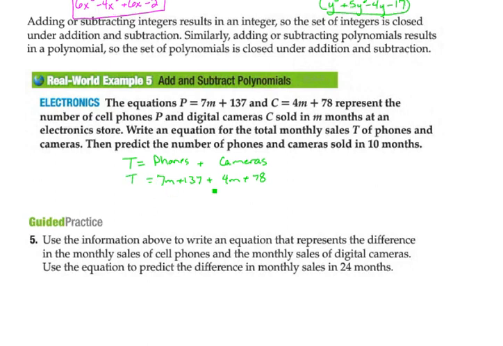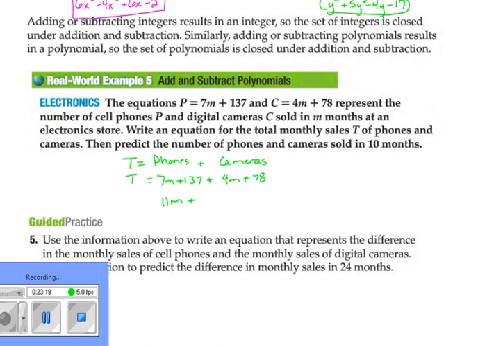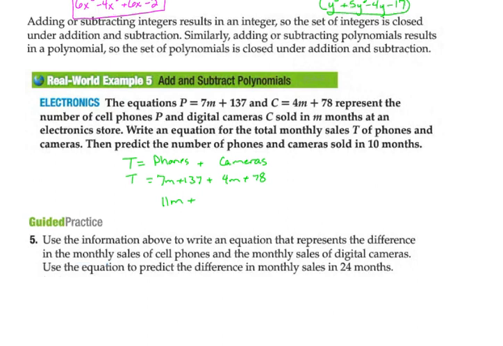I don't know m, but I can still combine like terms. Looks like I have 11m plus 137 plus 78. Okay, so our total monthly sales are 11 per month plus 215.